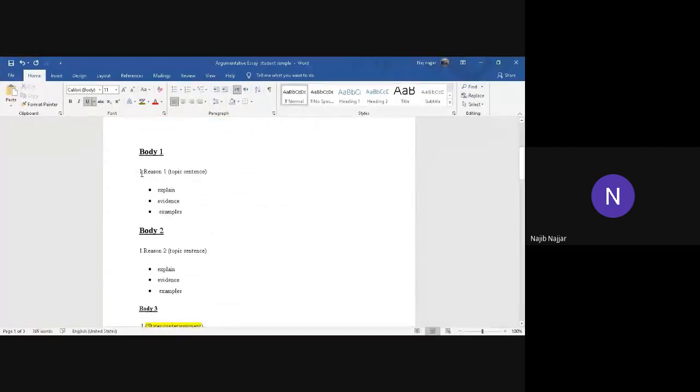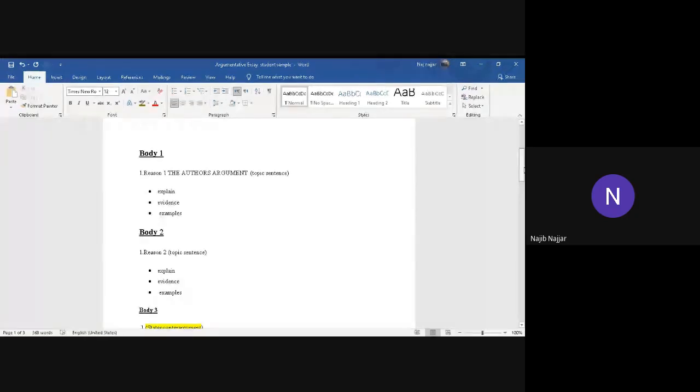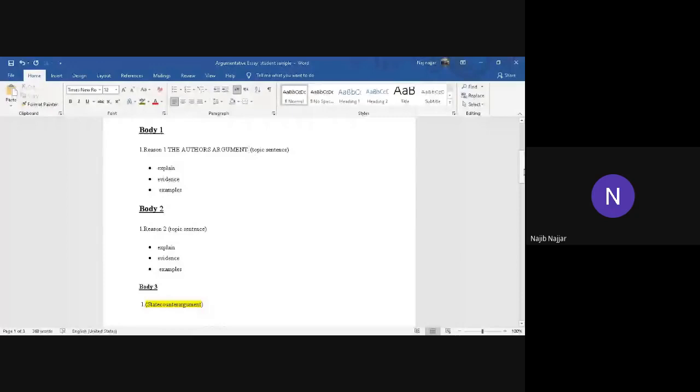Body 1, we put reason 1. Reason 1, the author's argument, please. So reason 1, backing up the author's argument. We explain the argument, we give evidence, and then we give examples. And don't forget to use periods or full stops. You need to put a full stop so you can get the full mark. Body number 2 is almost the same thing as body number 1. Of course, a different topic sentence.